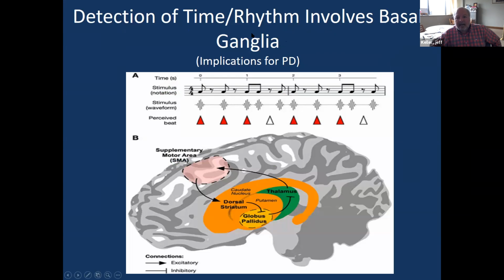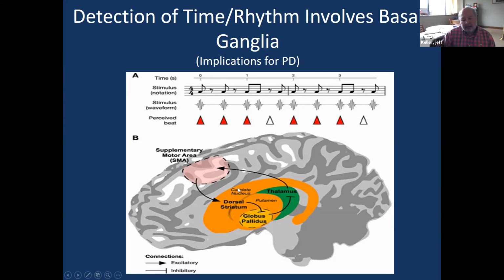The detection of time or rhythm is in a completely different anatomical area. It involves a lot of what we call the basal ganglia. It's an area of the brain that is deteriorated in Parkinson's disease, much less so in Alzheimer's disease. And that may be why there is so much benefit and understanding of music therapy in the context of Parkinson's disease, and it strongly implicates time and rhythm in our ability to sense these things.